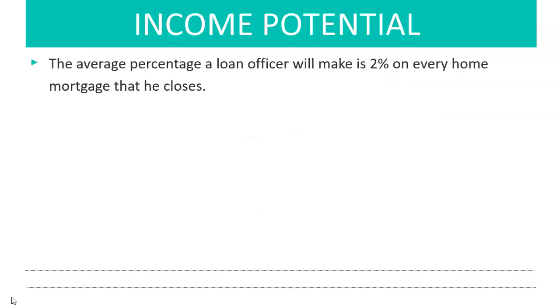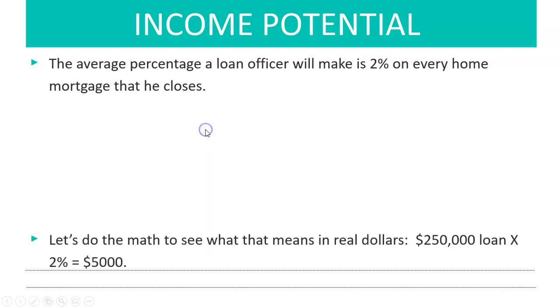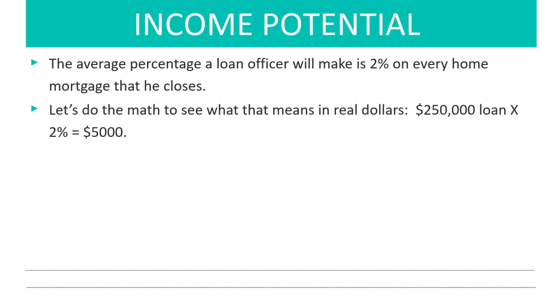Let's take a closer look. The average percentage that a loan officer will make on a loan is 2% on every loan they close. And that is average. Most of us charge 3 points, 3% on a loan. But for the point of simplicity, let's just use 2%. And let's say that you did a loan on a home that was worth $250,000. If you worked on a home that was $250,000 and you only charged 2 points, that's $5,000 income on one loan. Think about that. Again, most of us would charge the average, which is 3%.